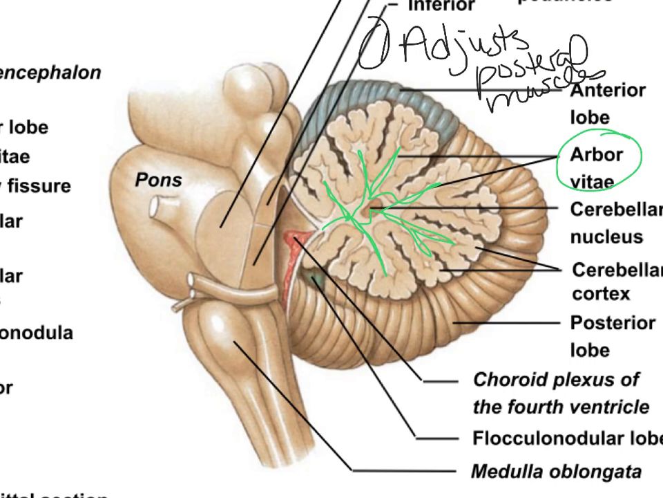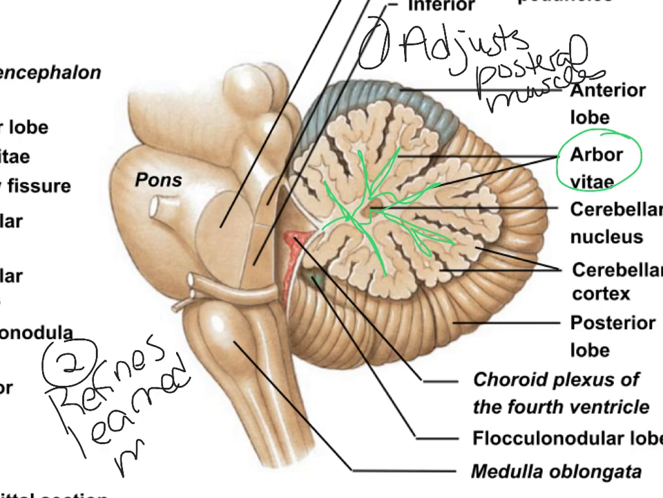The second function of the cerebellum is that it refines learned movements. What's a learned movement that you have? Sure, walking, running, riding a bike, any of those things are learned movements, right?